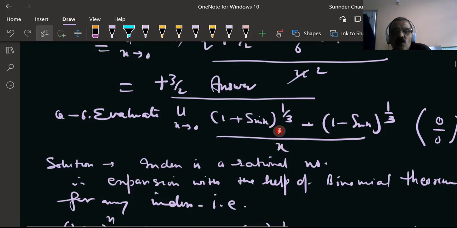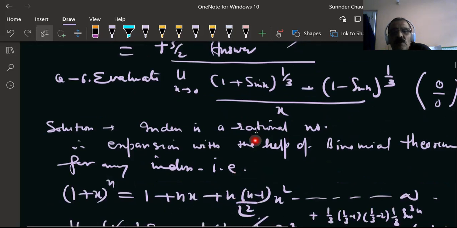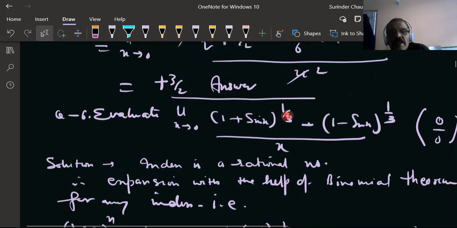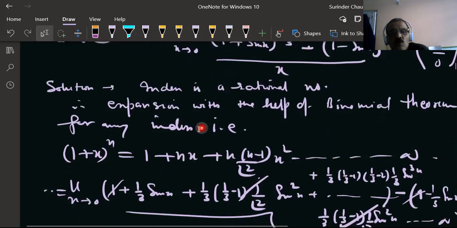You can apply the binomial theorem expansion for any rational number power: (1 plus x)^n equals 1 plus n x plus n(n minus 1) x squared by 2 factorial plus n(n minus 1)(n minus 2) x cubed by 3 factorial, and so on, where n is any integer or any rational number. Now substitute in both terms: in the case of (1 plus sin x)^(1/3), x is sin x, and in the second case, x is minus sin x, with n equal to 1/3.